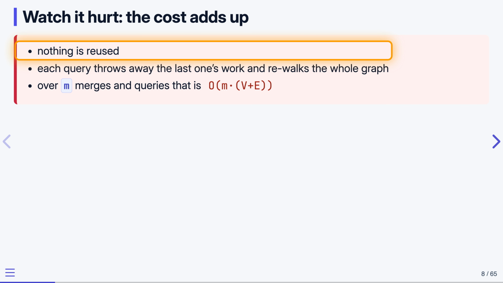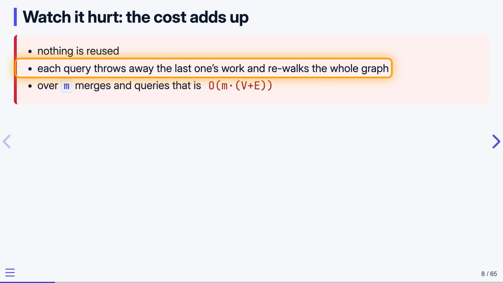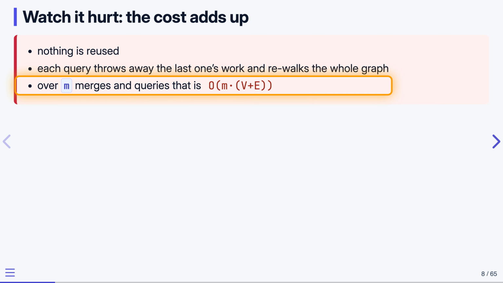Here is the problem in one word. Nothing is reused. Each query throws away the last one's work and rewalks the whole graph, even though almost nothing changed. Over M merges and queries that is big O of M times V plus E, and that is the pain this chapter's structure removes.